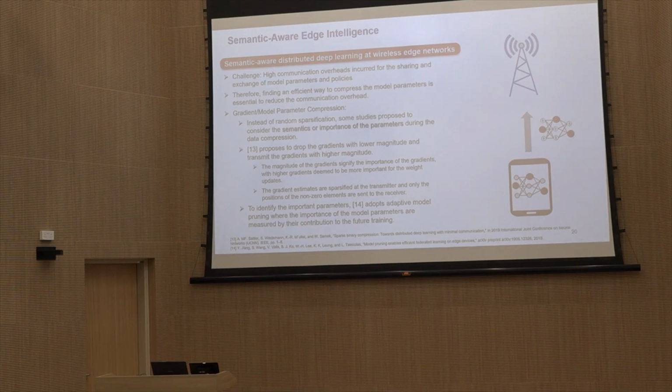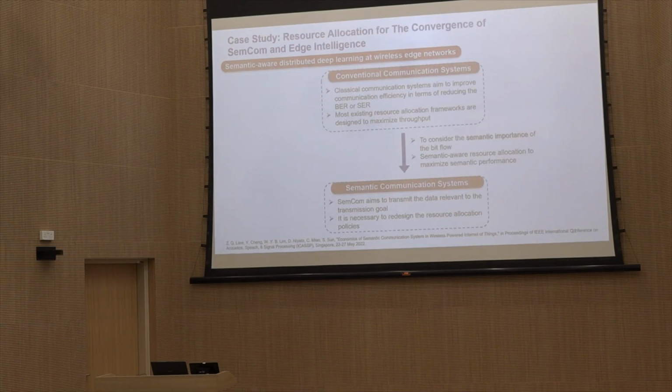Here, to identify the importance parameter, the paper model pruning adopts adaptive model pruning, where the importance of the model parameters are measured by their contribution to the feature.